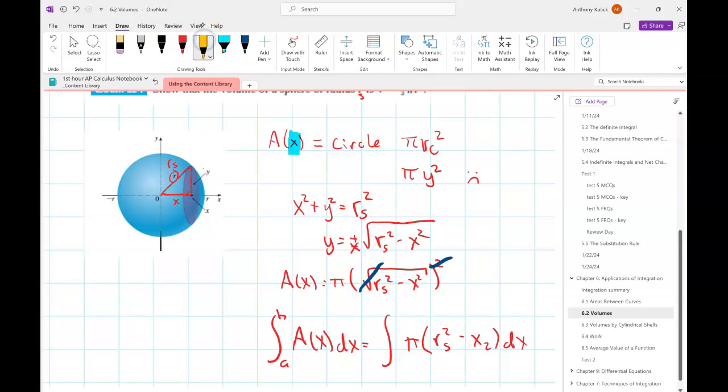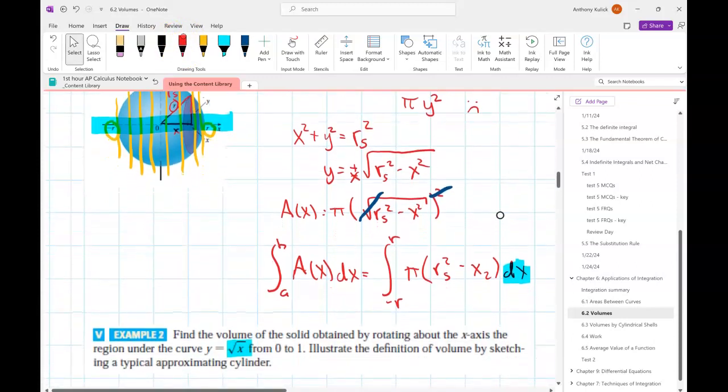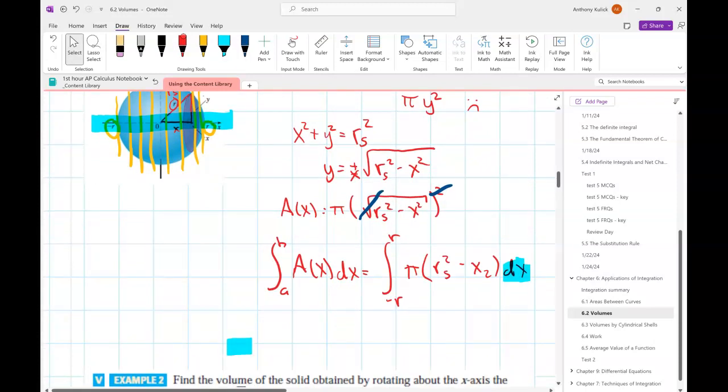So if I look at my shape here, I'd start drawing my cross sections down here at negative r, and I'd keep slicing until I get to positive r. And since I'm integrating with respect to x, I know that my cross sections need to be perpendicular to the x-axis, right? So I start at an x and I end at an x. We'll see examples later on where we may be slicing in terms of y's. So that's important.